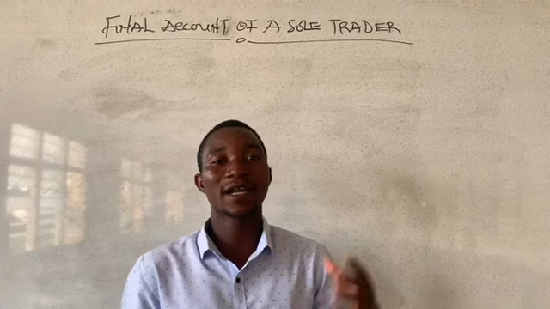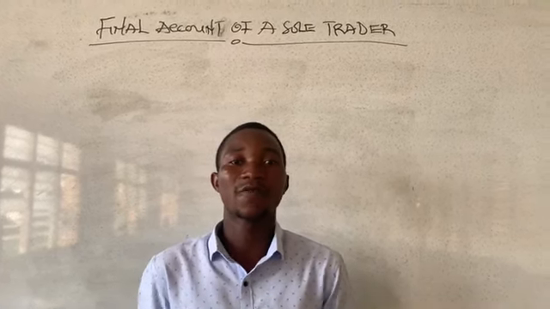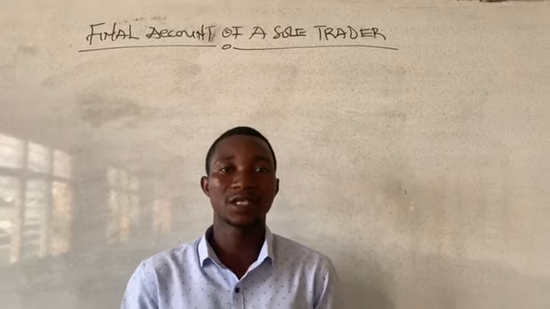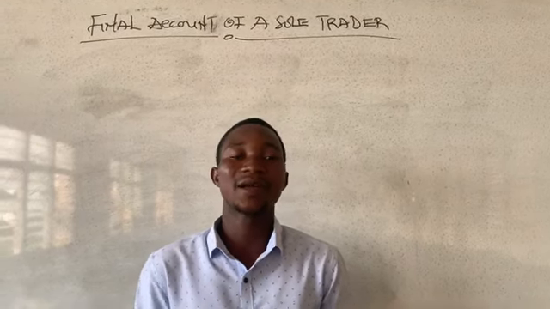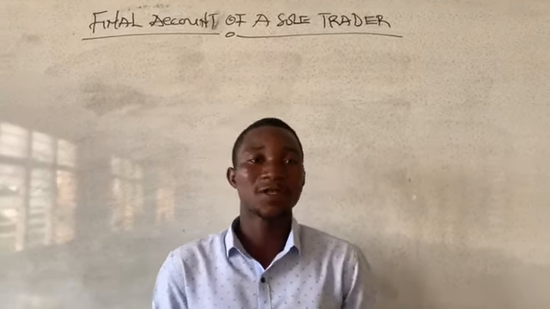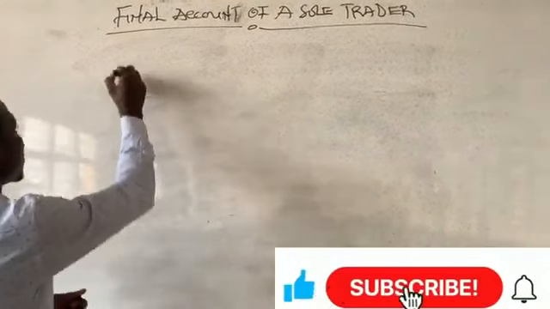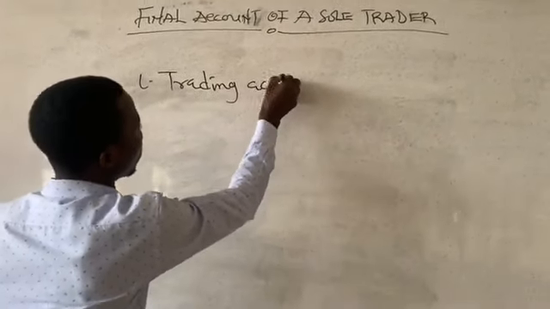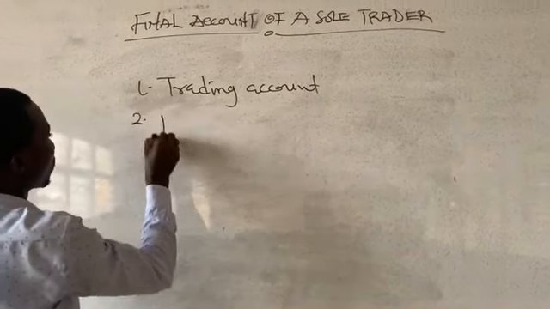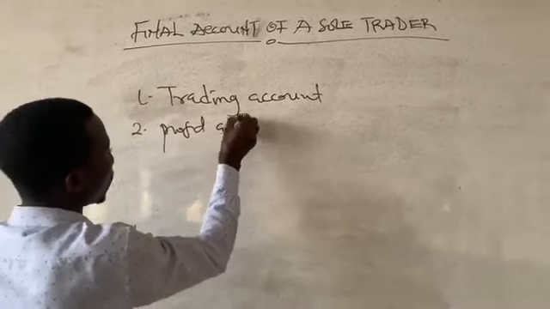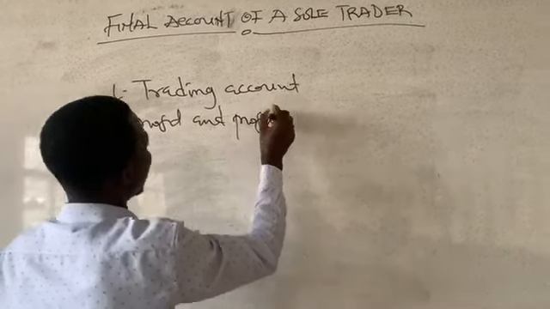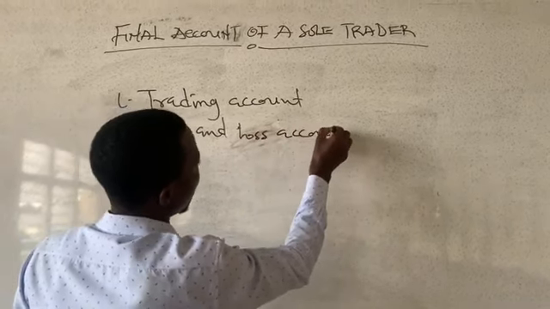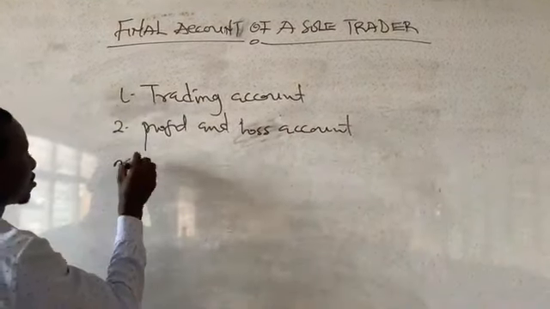Today we are going to look at final accounts of a sole trader. When we talk of final accounts, we are actually talking about the trading profit or loss account and the balance sheet. Is that okay? So we are going to look at how sole traders prepare these two accounts. We'll be looking at the trading account, and then the profit and loss account, and then the balance sheet.